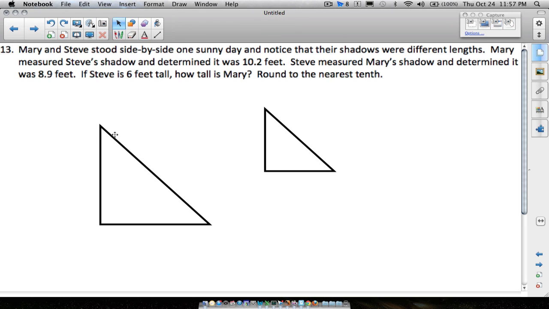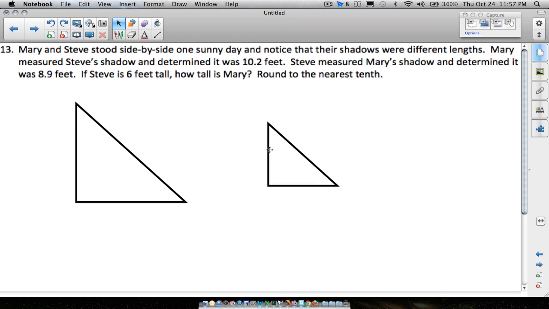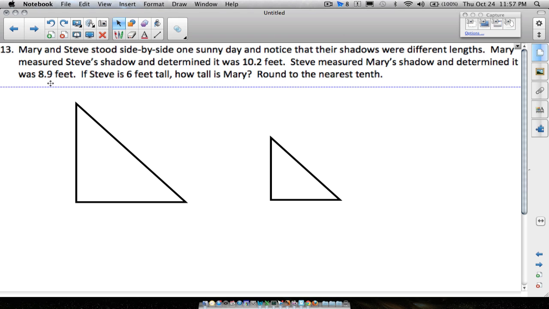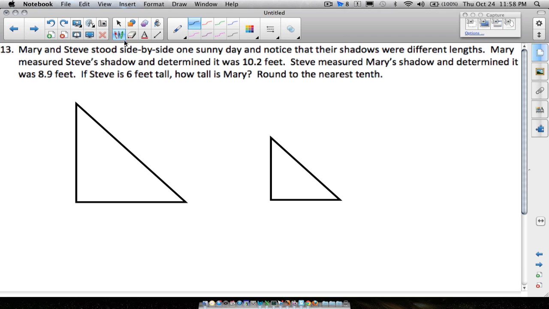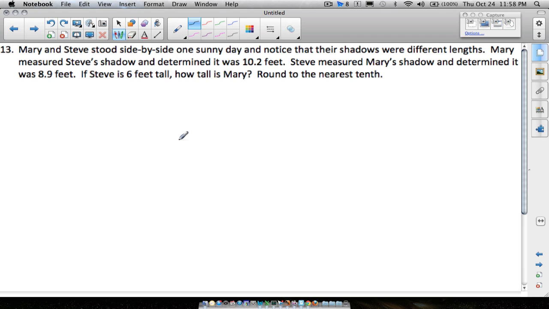I'm guessing Steve is probably the taller guy, and the reason we can say that is because Steve's shadow was 10.2 feet. Mary's shadow was shorter. I know my triangles look isosceles, if you remember that term, but nonetheless, you don't have to draw these triangles if you don't want to.